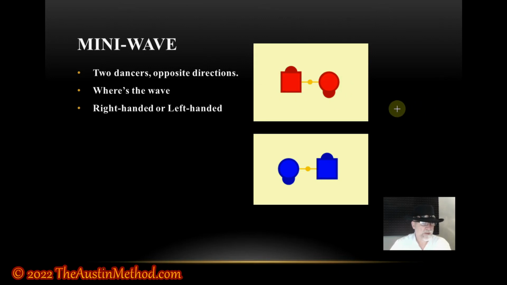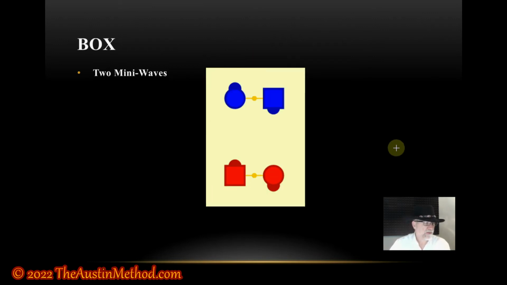They're right-handed and left-handed. These dancers are holding right hands. These dancers are holding left hands. So you have a right-hand mini wave or a left-hand mini wave. A box. A box is two not connected mini waves. So you can see that one dancer is facing in, tandem to another dancer facing out, and they're in mini waves.